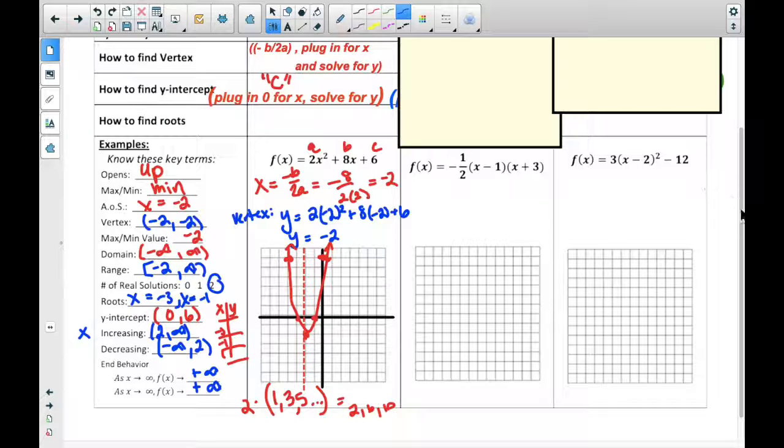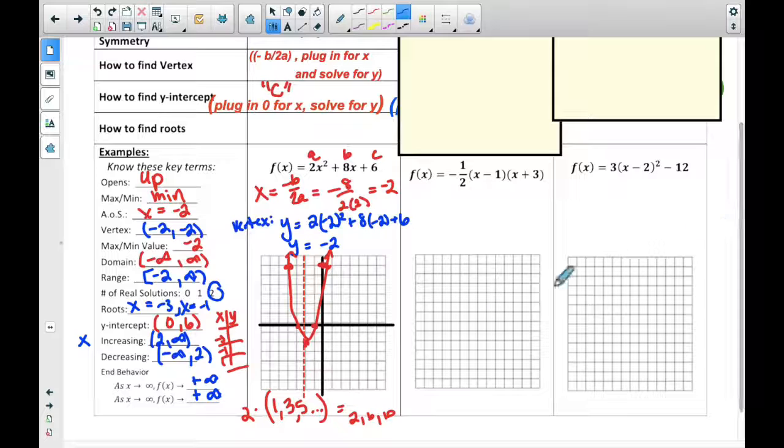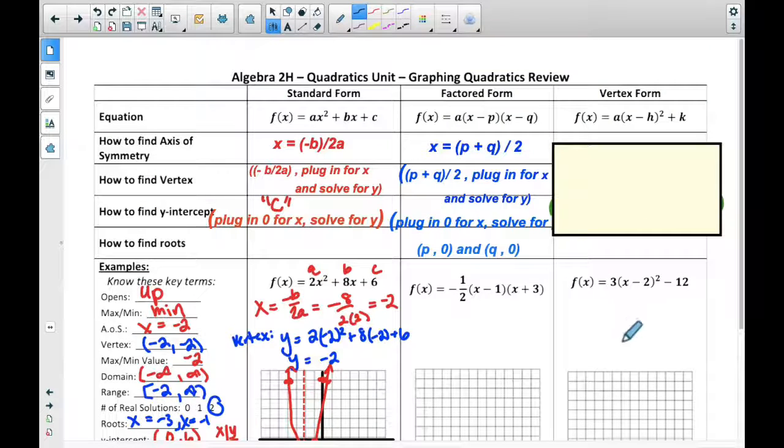Okay, that is standard form. And I went through and filled out this whole text box for you. On the next ones, just to make it a little bit simpler, we're not going to do every single thing. I'm just going to go through it and then graph it with you. Okay, the next form is factored form. When we have something in factored form, the factors give us what the intercepts are.